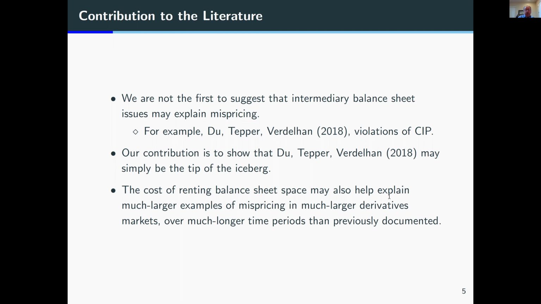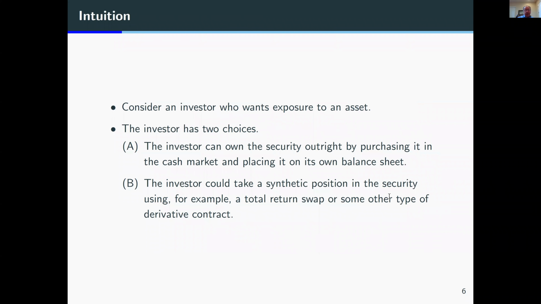In fact, in this paper, I think we try to show that the cost of renting balance sheet space may also help explain much larger examples of mispricing in much larger derivative markets over much longer periods than have been previously documented. So here's the intuition of the paper in a nutshell.